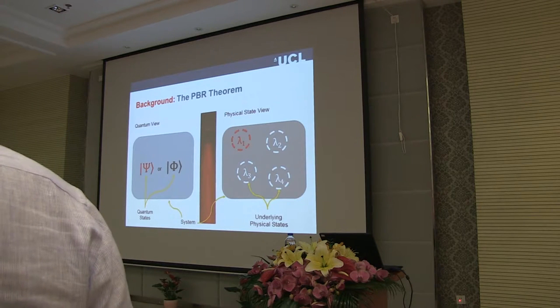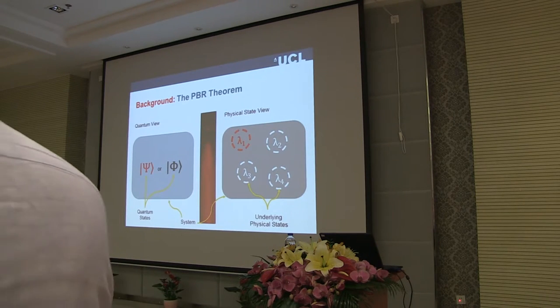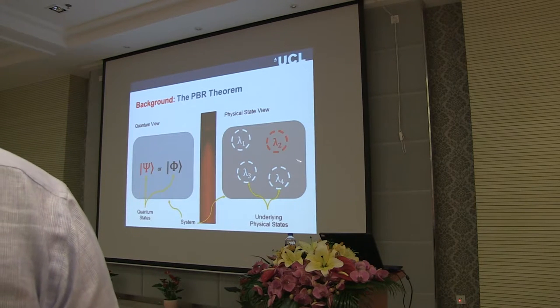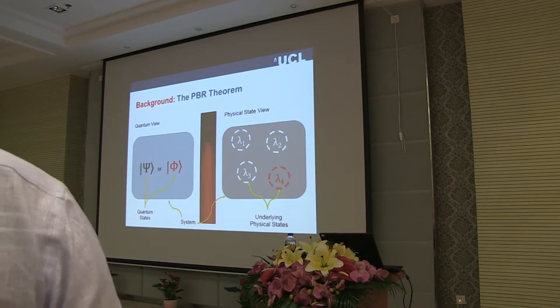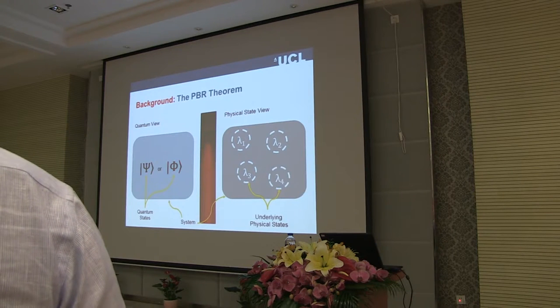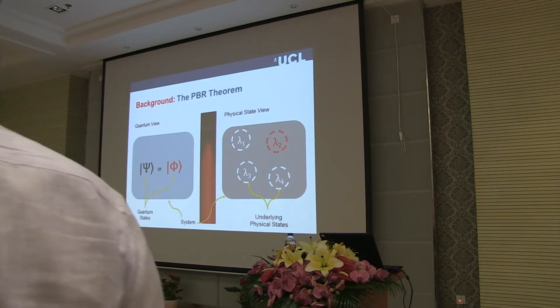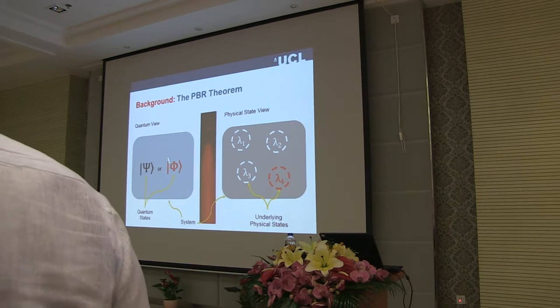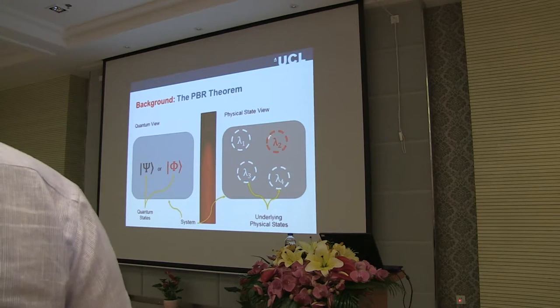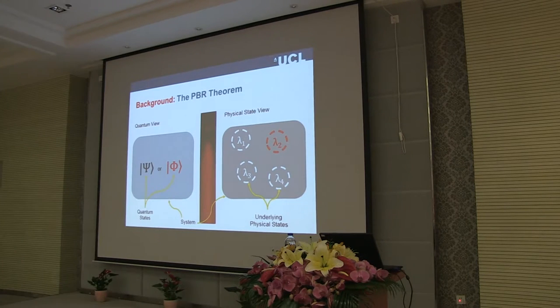Underlying physical states. Suppose lambda 1 gives us this psi, and lambda 2 also gives us this psi. And let's say lambda 4 gives us this phi, and lambda 2 also gives us this phi. Suppose there was this situation where a set of these bigger physical states gave me one quantum state, but the set of states for psi and the set of states for phi could have overlapped. One potential scenario.